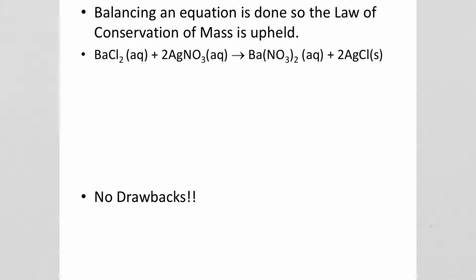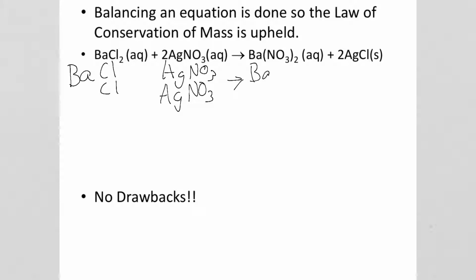So we balance the equation so we have the law of conservation of mass upheld. So I can see this has already been balanced. I'll go through the process of balancing later. But I have barium with 2 chlorines. I'm just going to separate it so you can see it. Then I have 2 silver nitrates. So I have 1 silver nitrate and another silver nitrate. On the product side, I have barium with 1 nitrate and another nitrate.